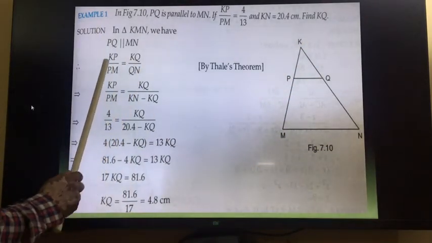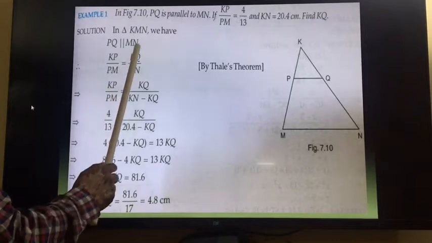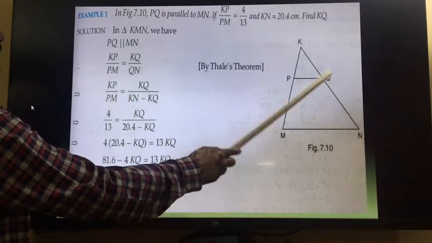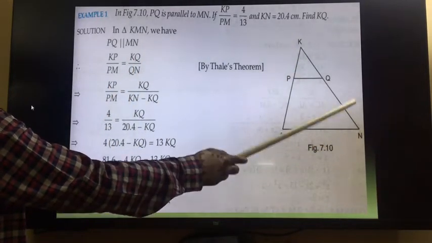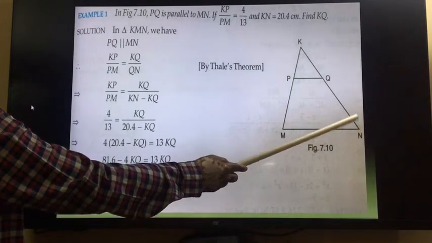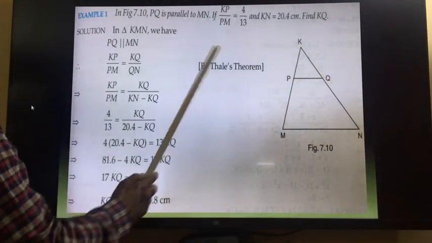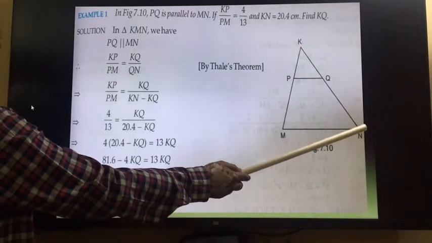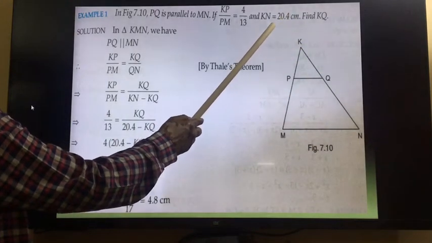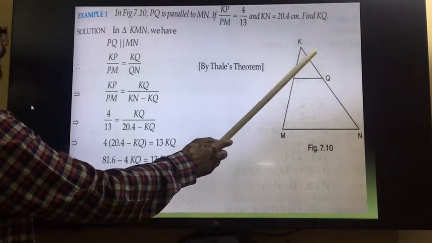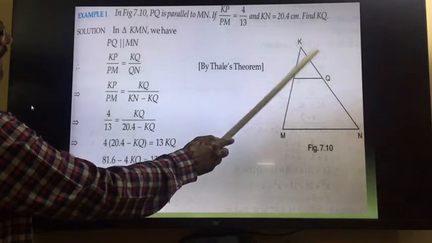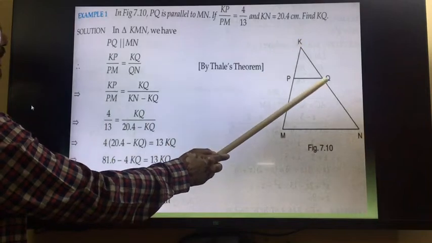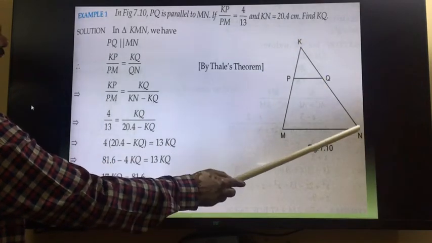Now after that, in KP upon PM, KQ we will write as it is. QN we will break. QN is this line. So why are we breaking? Because the value of KN is given. So here QN we can write as KN minus KQ.